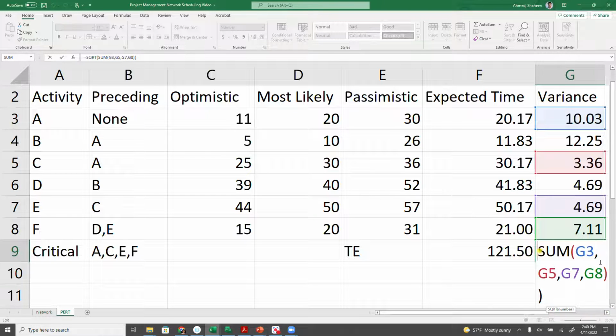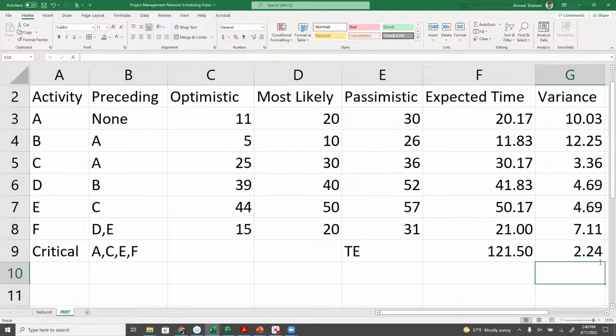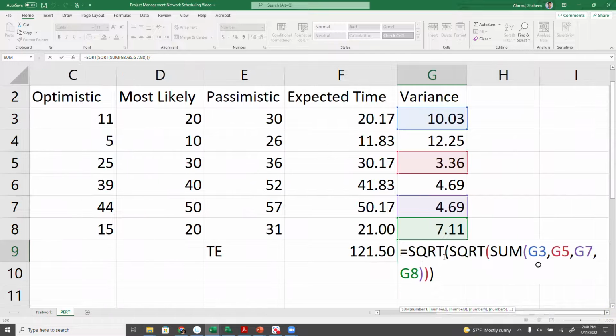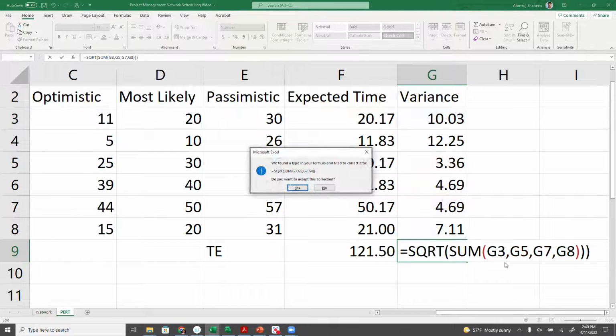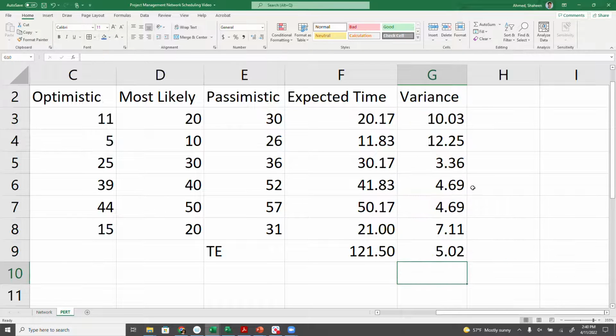Well, the square root function disappeared. Oh, what's going on? I see. It was there. All right, let me see. Okay, that's fine. So the square root of the variance, adding all of them, will give us the standard deviation.